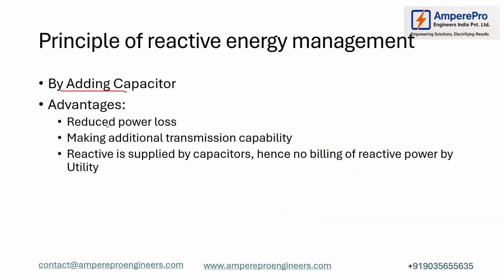By adding the capacitor, we will be able to reduce the power loss. So it creates additional transmission capability, which means you are able to take more power from the line. Power loss is literally reducing, and you are able to see it. Reactive power is supplied by capacitors, hence no extra building is required. You don't need to take reactive power from the utility because we are internally generating it, right?